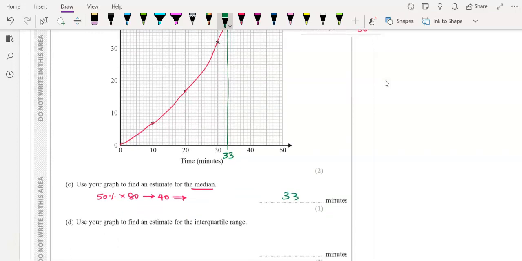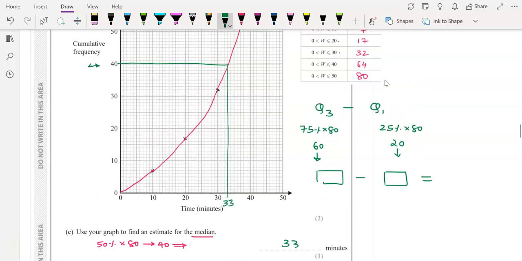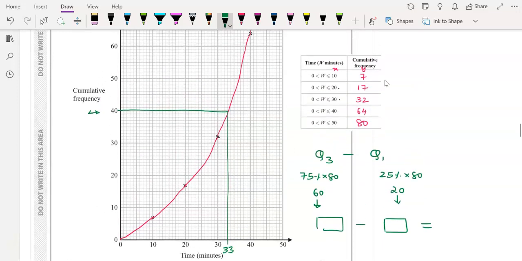The next question is to use the graph to find an estimate for the interquartile range. Now interquartile range is upper quartile minus lower quartile. Your upper quartile is 75%, your lower quartile is 25%. 75% of the total frequency, which is 80, is 60, so you need to find the corresponding value of 60 from your graph. Similarly, 25% of 80 is 20. You need to find the corresponding value of 20, and subtract these two answers to get your interquartile range. So let's go back to your graph and find the corresponding value of 60.